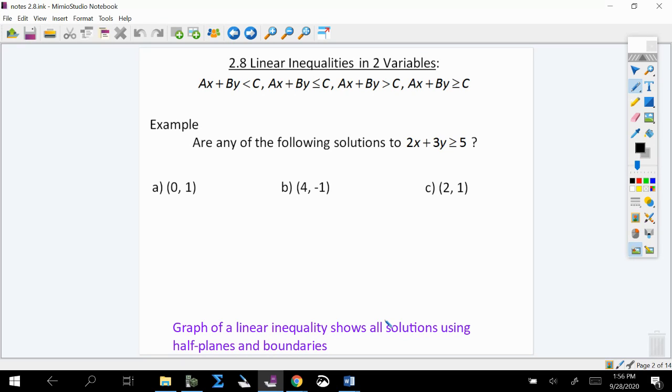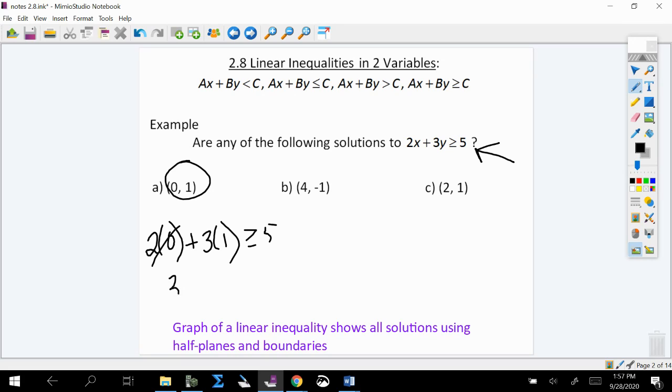So the first thing you should be comfortable doing is deciding whether something's a solution to an inequality. If you have something like this where you have an x and a y, all I'm going to do is plug the x and y into the given inequality. So here's our given inequality. If I put 0 in for x and 1 in for y, I want to see if that's greater than or equal to 5. Well, I get 3 is greater than or equal to 5. So you have to determine if that's true or not. 3 is not greater than or equal to 5, so we would say that this is not a solution to the inequality.